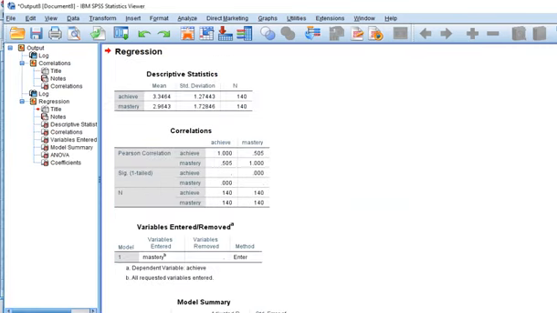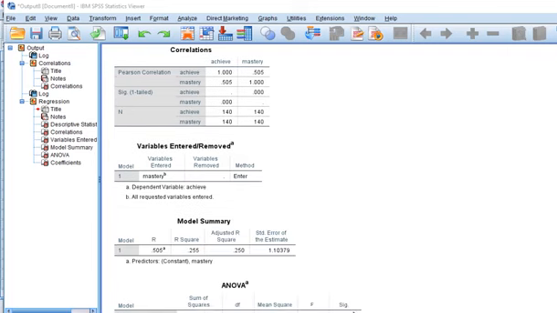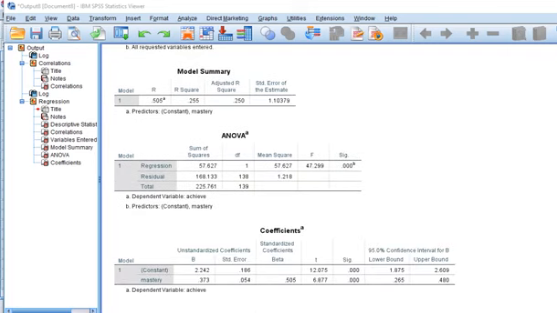And so now you can see we have our descriptive statistics. There's the correlation between the two variables. You can see as we scroll down the model summary table, we have the R-square value, which is referred to as the coefficient of determination.